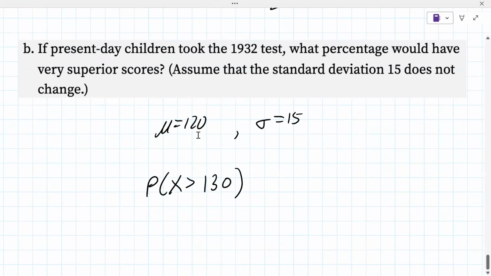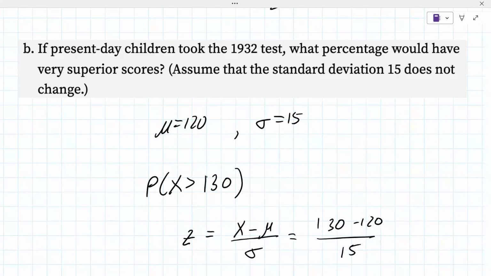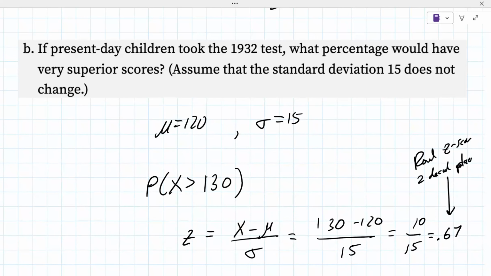Okay. So they're trying to get you to see how changing the mean affects this number. Well, you again have to calculate your Z. Your Z is X minus mu over sigma. 130 minus 120 over 15. And so this gives you 10 over 15, which is 0.6 repeating. So you generally round your Z scores to two decimal places. That's an accepted practice.